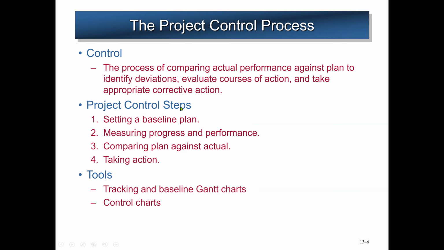The project control steps, first thing we need to do is set up a baseline plan. Also, we need to measure the progress and performance. And we also need to compare the planning against the actual. And actually, this is the main reason of monitoring and also controlling project. Then possible we take any action. Also, we need to use tools. So tools to track and a baseline Gantt charts or control charts. We may go detail about what is a Gantt chart when we cover the work breakdown structure.